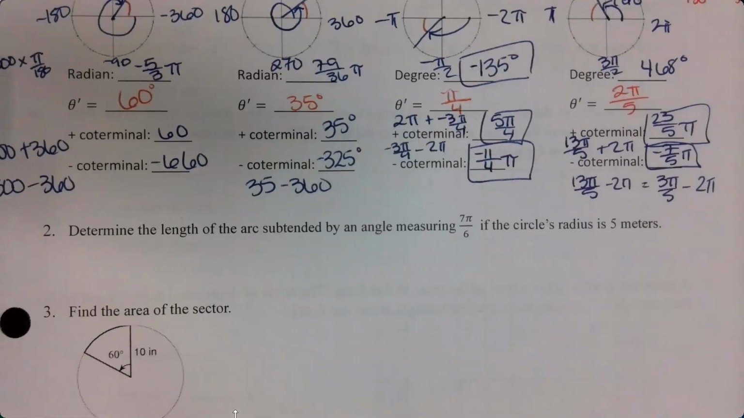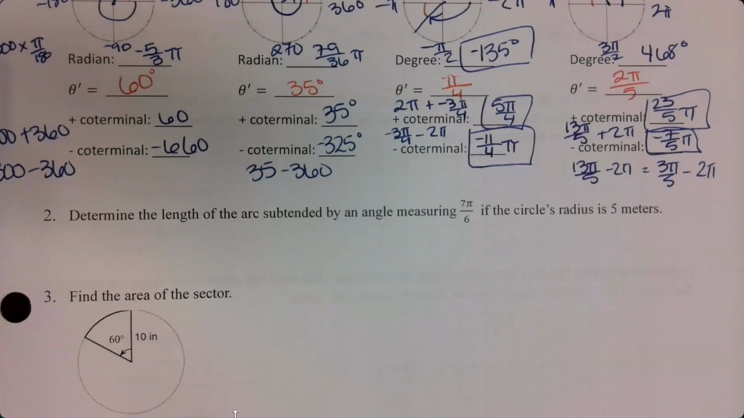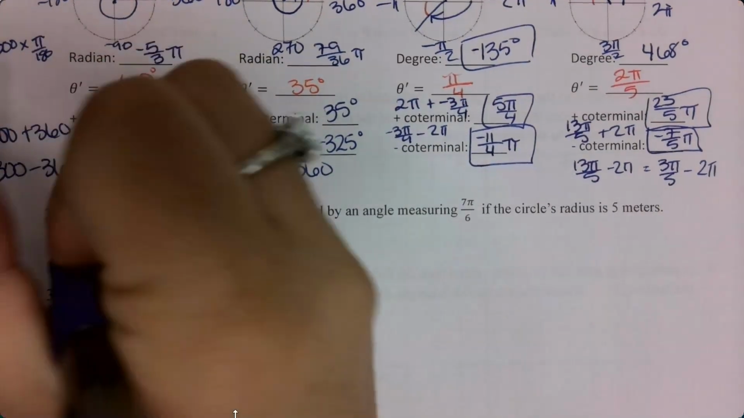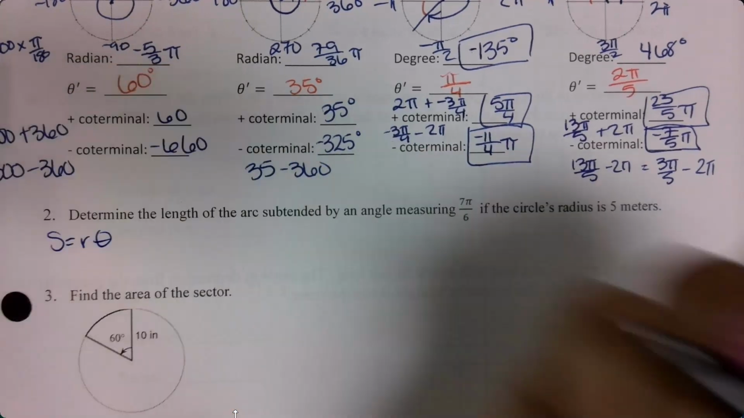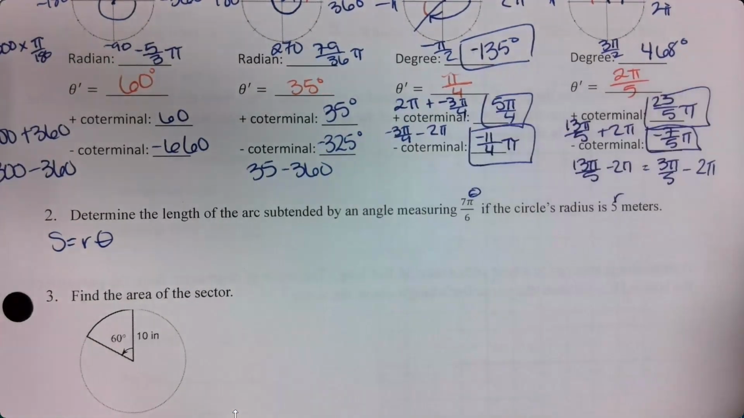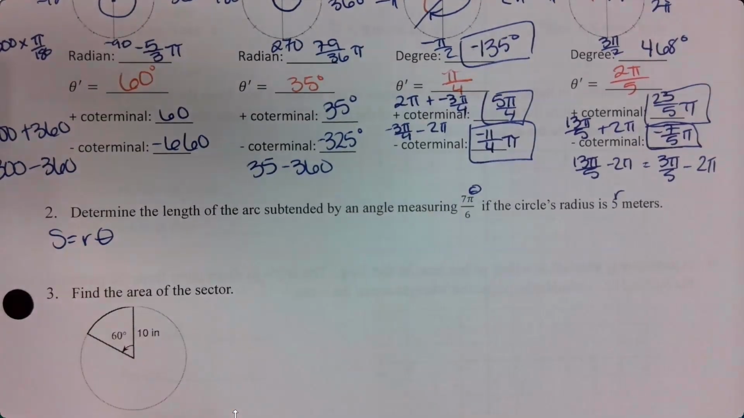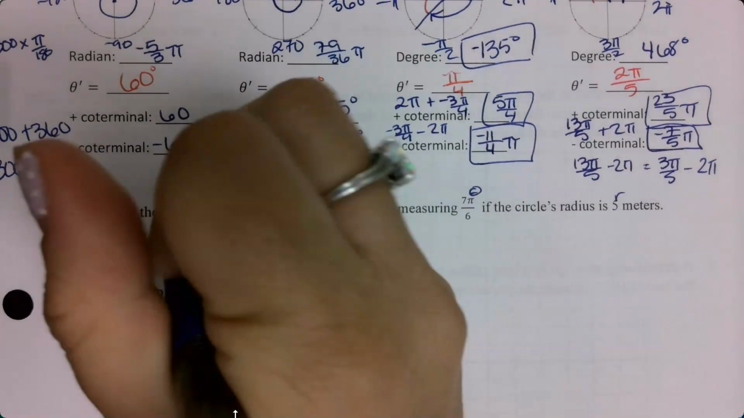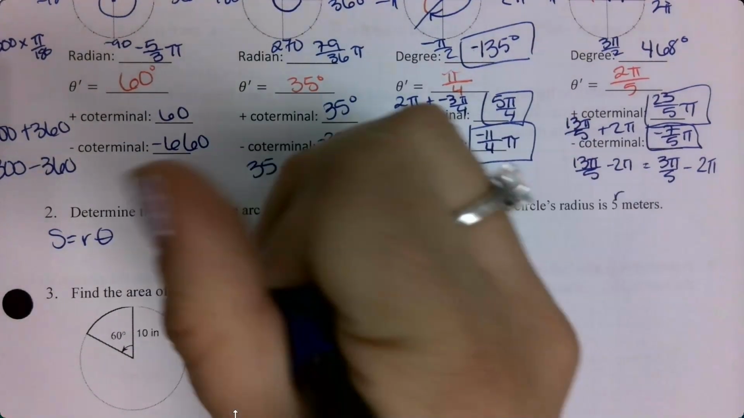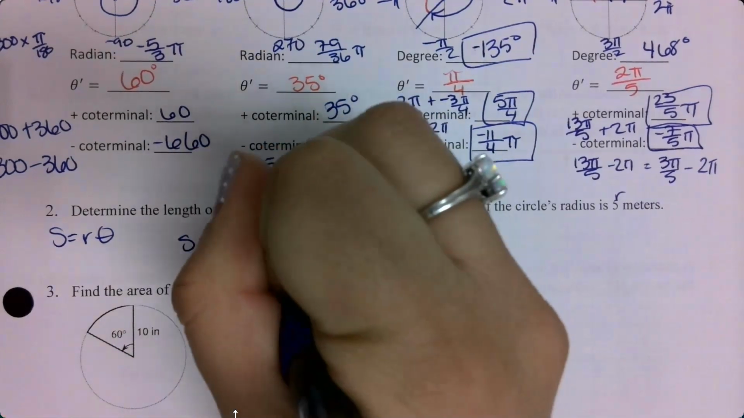Okay, this one wants me to find the length of the arc subtended by an angle measuring 7 pi over 6 if the circle's radius is 5 meters. So for here, I want to use the s equals r theta formula. This is my theta, this is my radius. My angle should always be in radians, which this one is. So I just plug into the formula. I have s equals 5 times 7 pi over 6.